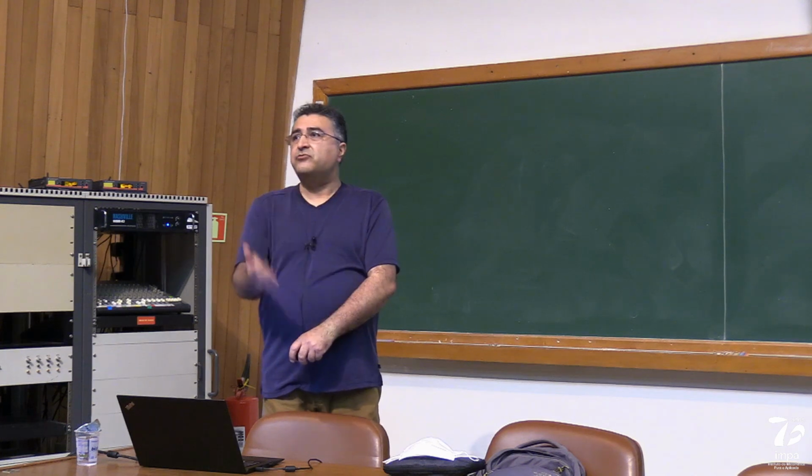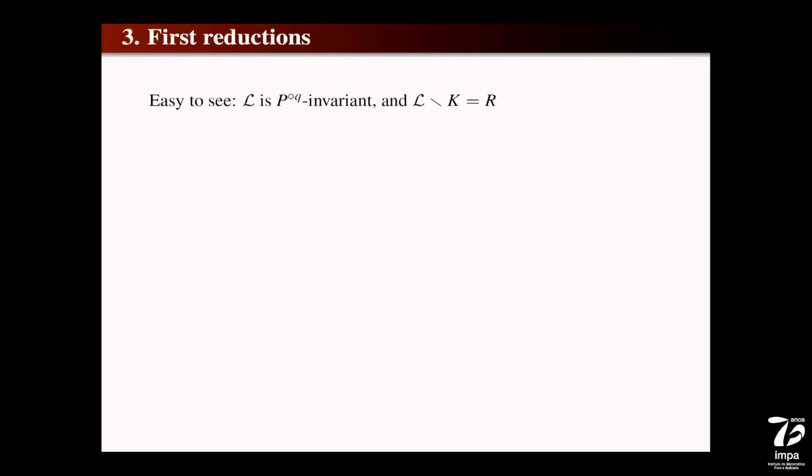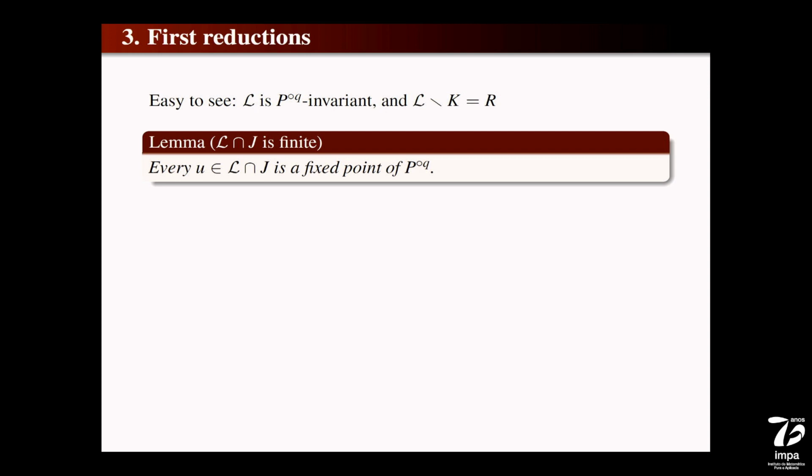These are just first reductions of the problem. The first lemma is very easy, and the second lemma is not very difficult. So the first lemma is: L intersection with the Julia set is finite.